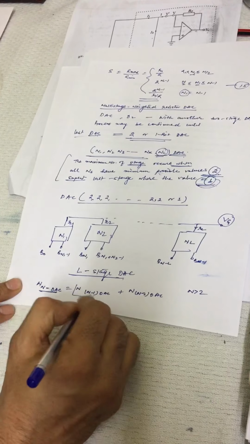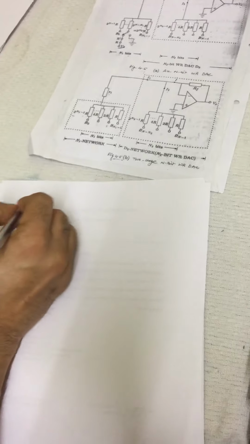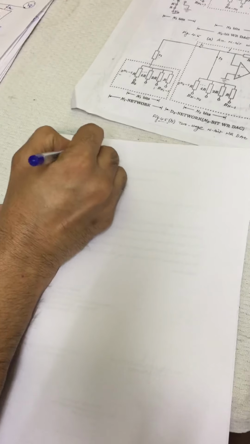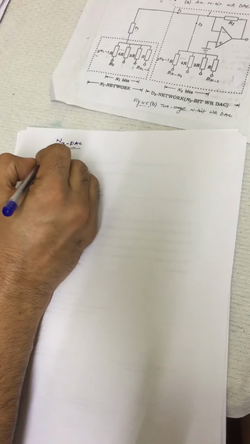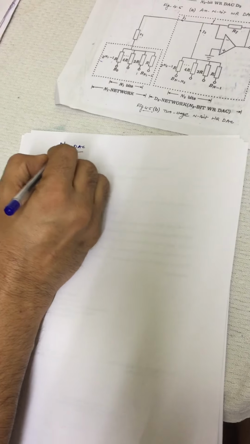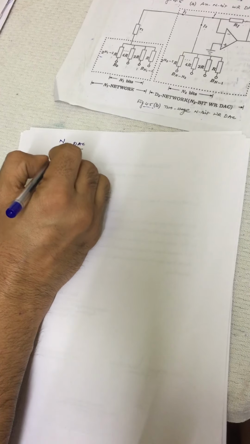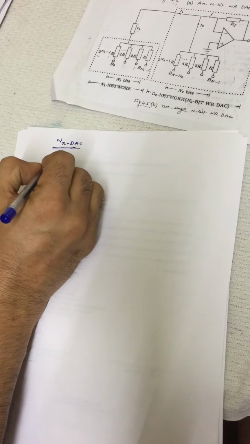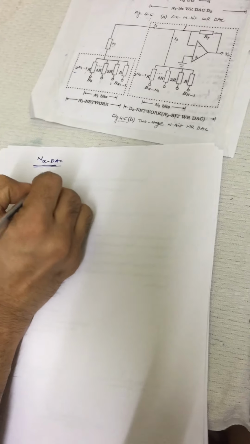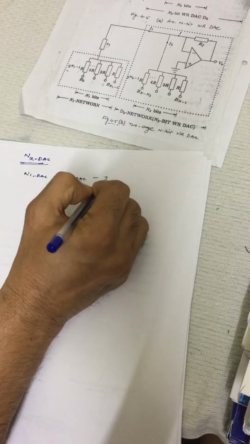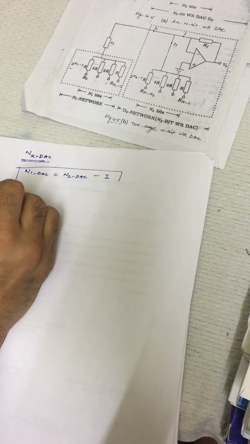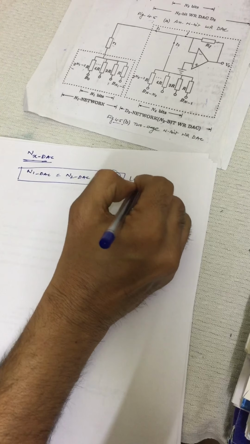What is the significance of writing this pattern? If we write nx DAC, what does it mean? It means all possible x-bit DACs, which can be written as n1 DAC up to n2 DAC, with the last stage equal to 1, from the first to the last stage. This is my last stage.